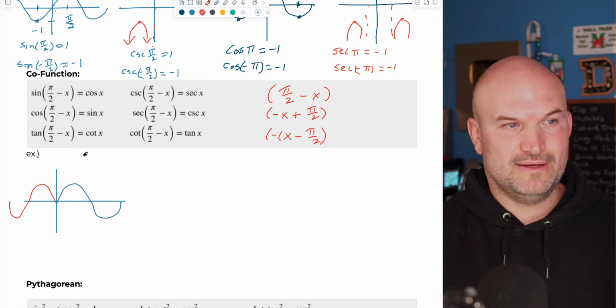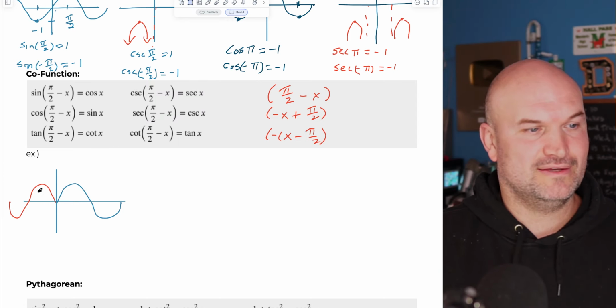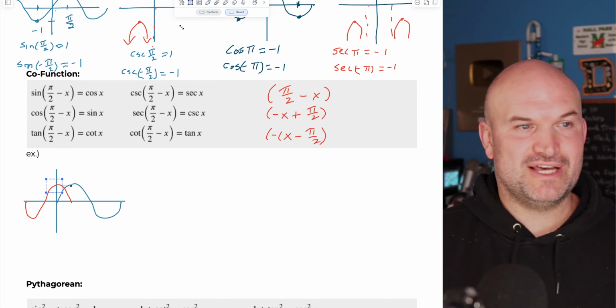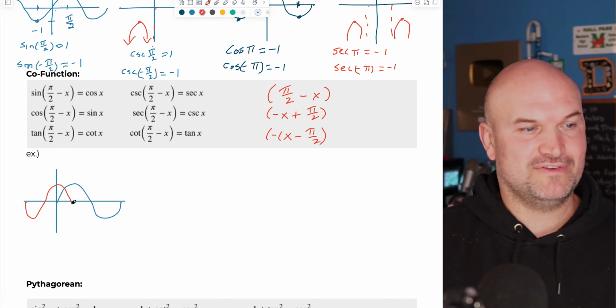And then if you shift it pi halves over to the right, look what's going to happen. Now this graph looks like it's going to be the cosine graph. And what I want you to see is, yeah, that's exactly right.